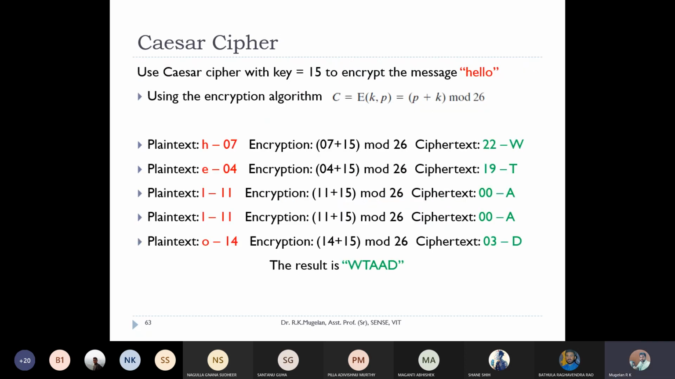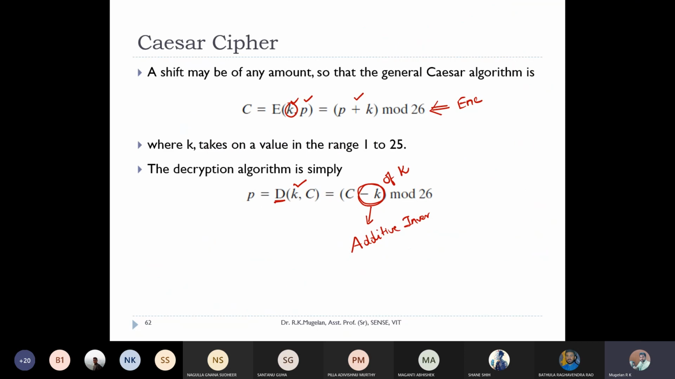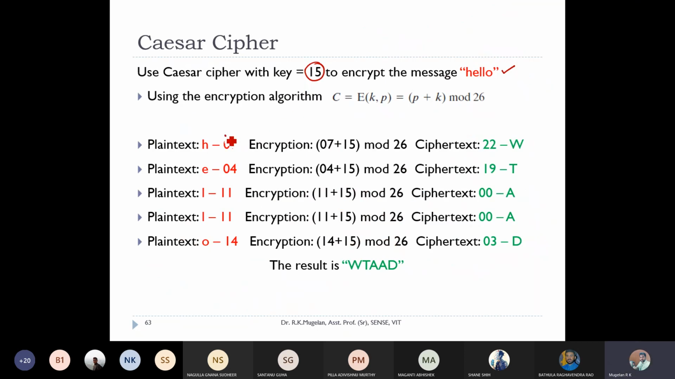So if you move the Caesar cipher to a generalized cipher, assume that now you're going with a key of 15, and I want to encrypt the message hello. You can see here the positions of H, E, L, L, and O. H takes a value of 7, E takes a value of 4, L takes a value of 11, and O takes a value of 14. So we have 7, 4, 11, 11, and 14, and I'm going to perform the encryption here.